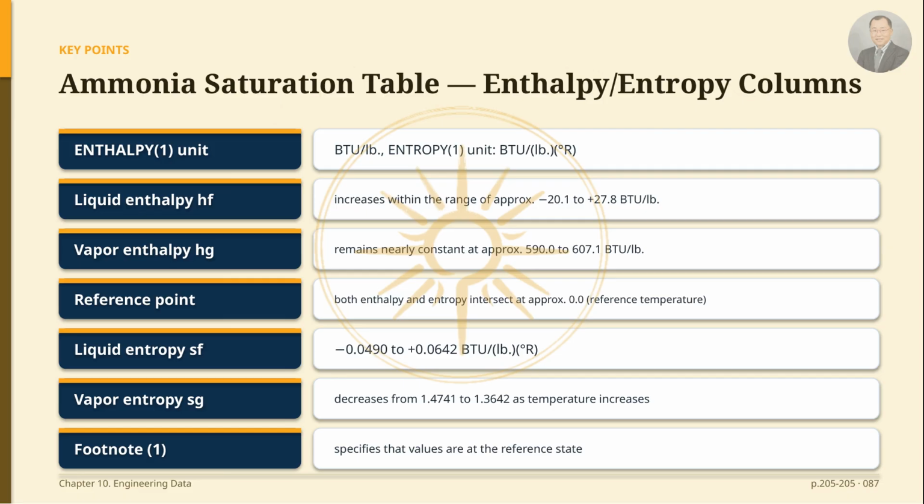At the reference point of the table, both enthalpy and entropy pass through 0.0, which indicates the zero setting at the reference temperature. Liquid entropy SF varies from -0.0490 to 0.062, and vapor entropy Sg decreases from 1.4741 to 1.362 as temperature increases. Footnote 1 in the header indicates that these values were calculated based on a specific reference state.